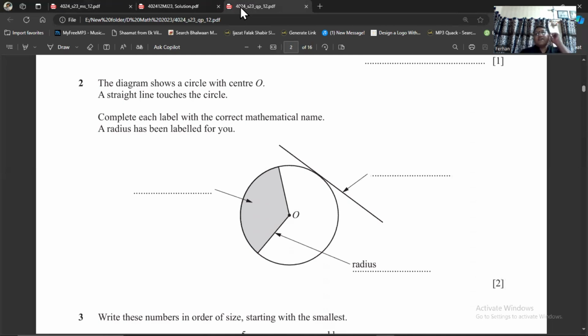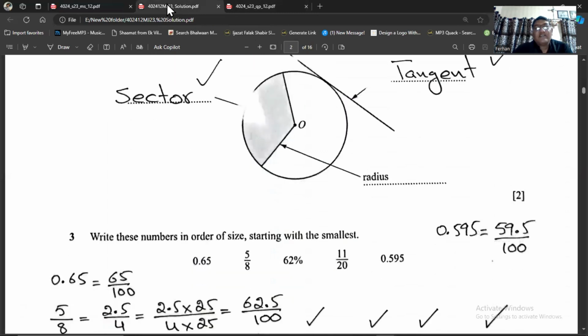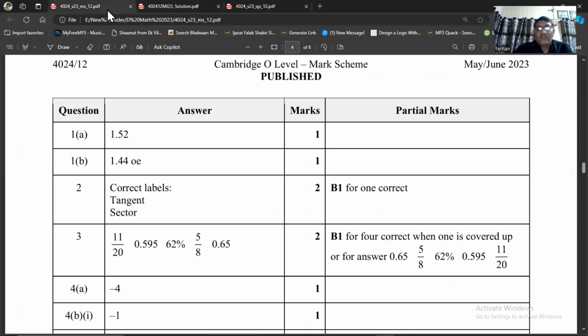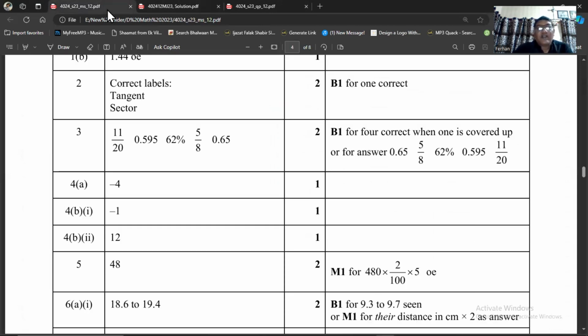The diagram shows a circle with the center O. A straight line touches the circle. Complete each label with the correct mathematical name. A radius has been labeled for you. So this is called a tangent, and this is called a sector. Let me show you. I have written this: this is called a tangent and this thing is called a sector. So the answers are right.